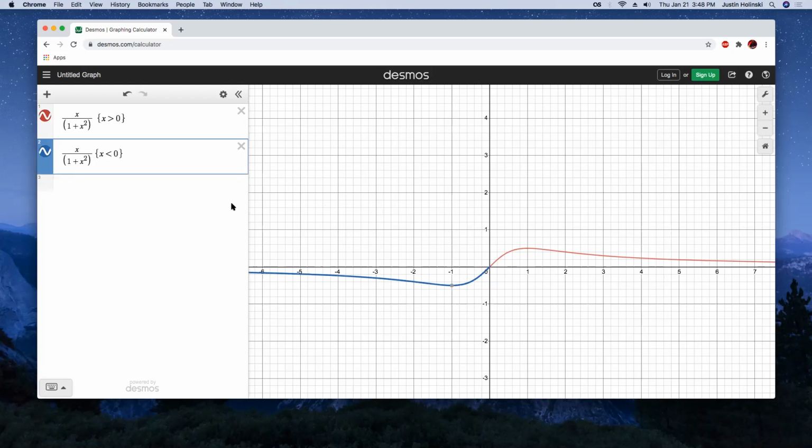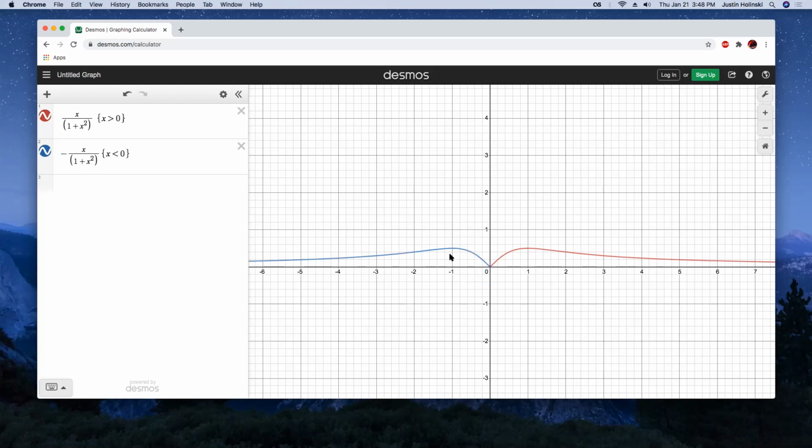So I want to approach this not as an integral problem, but let's actually approach it as an area problem. Let's make this part positive and see if we can find the area under the curve going from -infinity up to +infinity.